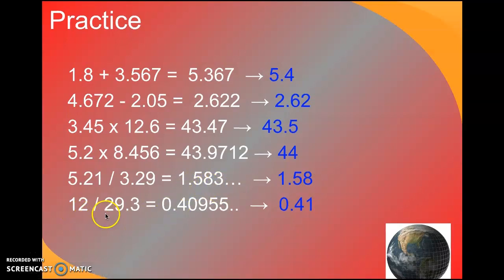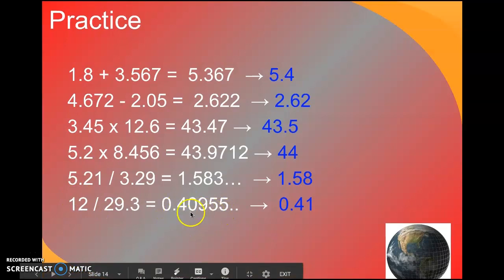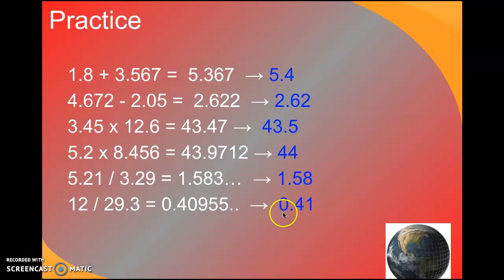Then you have 12 divided by 29.3. There's only 2 sig figs in 12. This is the result in the calculator. So we're going to have 0.41. Again, the 0 doesn't count as significant. It's a leading 0. Those never count. So the 4 and the 1 are your only sig figs in that answer. Alright, so that's how we round off according to sig figs.